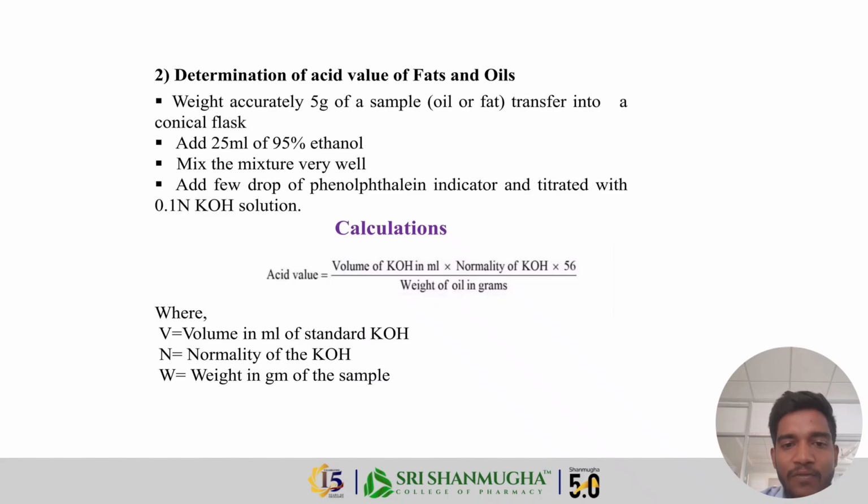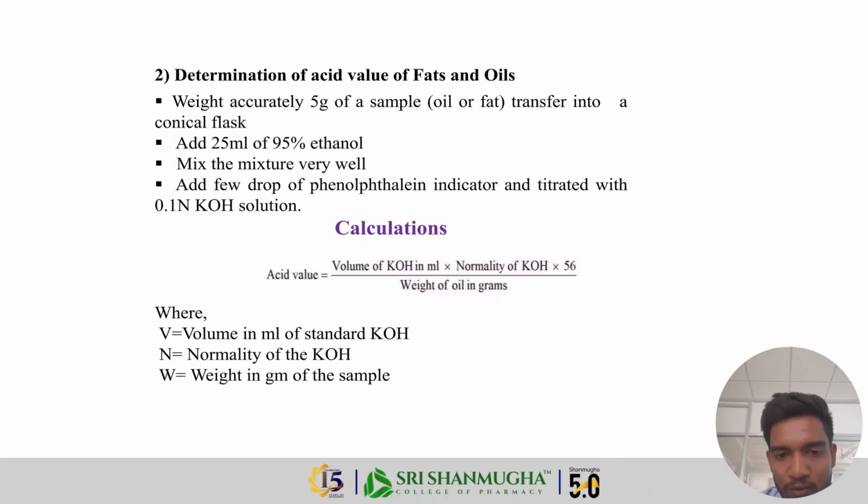Next one, determination of acid value of fats and oils. Weigh accurately 5 gram of sample, transfer into a conical flask, add 25 ml of 90% ethanol, mix the mixture very well, add a few drops of phenolphthalein indicator and titrate it with 0.1 normality potassium hydroxide solution.